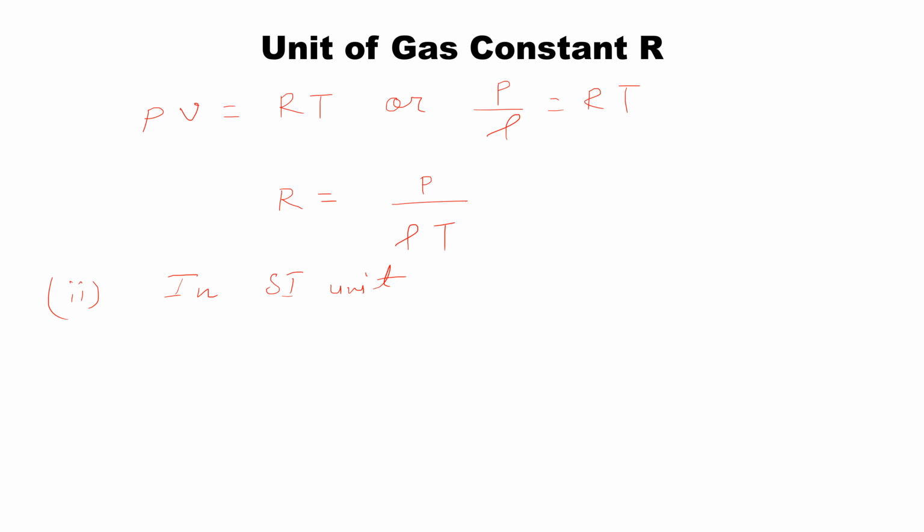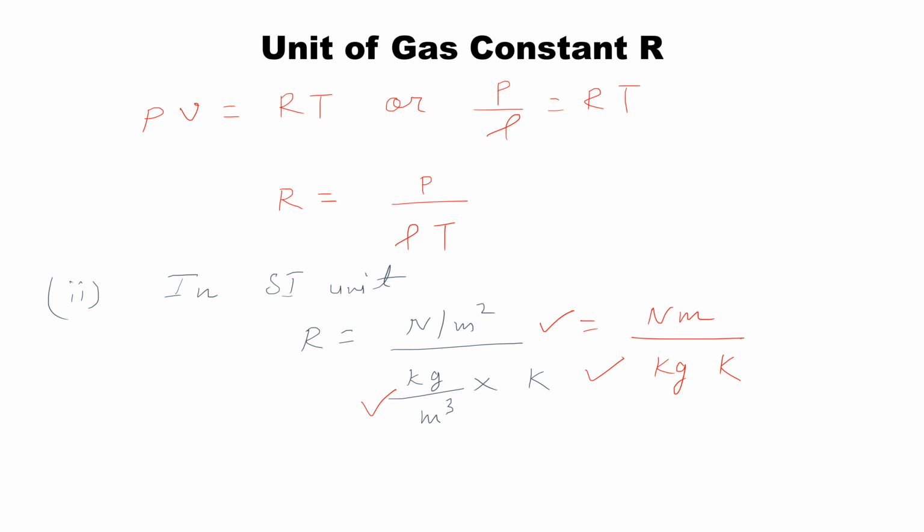Now we will write the unit in SI. In SI, R is equal to Newton per meter square divided by kg per meter cube multiplied by Kelvin. Here Newton per meter square is the unit of pressure in SI, kg per meter cube is the unit of density in SI, and for temperature we take Kelvin. So we can rewrite this unit as Newton meter per kg Kelvin, and we know that Newton meter is joule, so the unit will be joule per kg Kelvin.